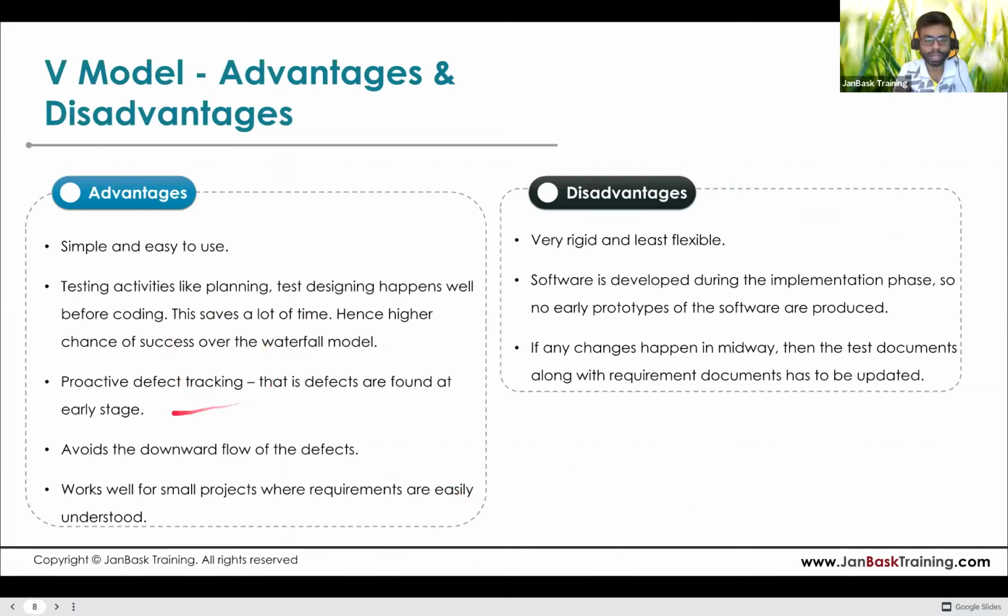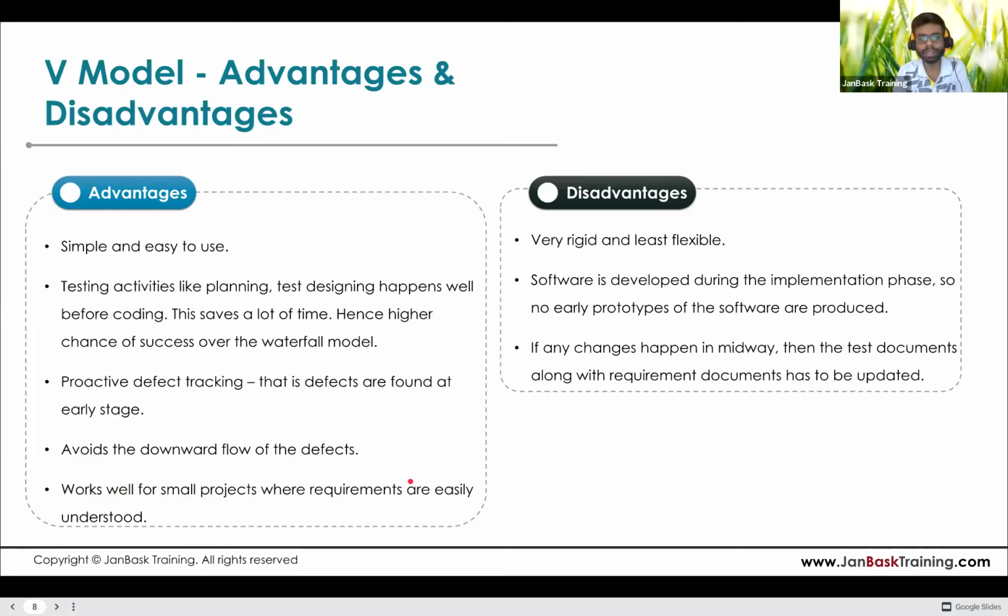It's a proactive defect tracking, that is, defects are found at an earlier stage, which avoids the downward flow of the defects. What do you understand by the downward flow? It means if there is any issue in the requirement, that should not go to the next phase. So that is called the downward flow. If there is some defect or error in the design phase, that should not come to the later phases. And it also works well with small projects where requirements are easily understood, because requirements are also fixed here, right? Requirements are not changing in nature.